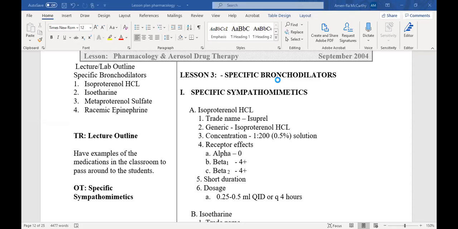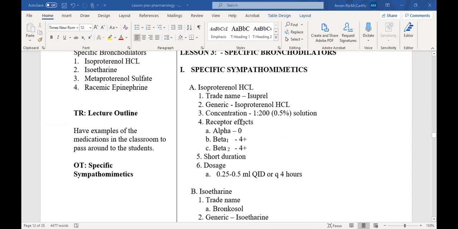All right, guys, so the specific bronchodilators. These are the ones that are on the sympathetic nervous system, aka sympathomimetics. These are all drugs that affect or stimulate or mimic the sympathetic nervous system. Here they are. Number 1, and this is how you need to be making your cards. Your note cards need to be like this.